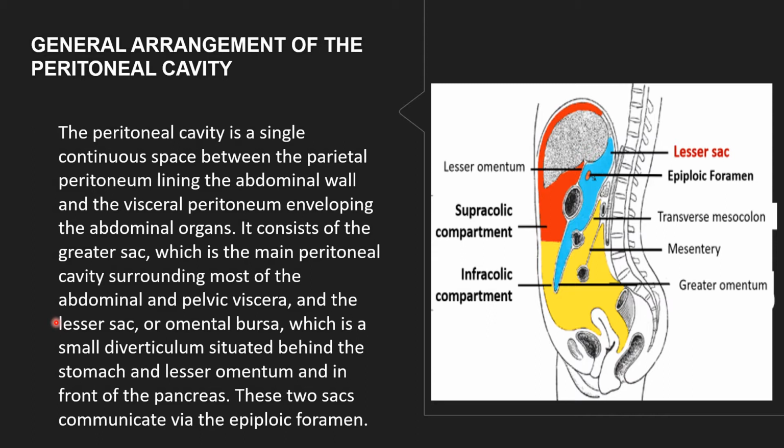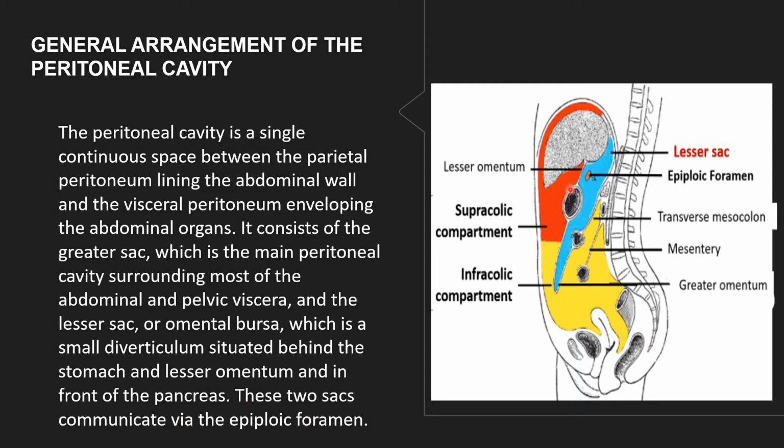So I hope you must have developed a very fine concept about the peritoneum and its details up till now. I am just starting my lecture with the general arrangement of the peritoneal cavity, which you must have studied some of in your previous lectures. The peritoneal cavity is a single continuous space between the parietal peritoneum, which lines the abdominal wall, and the visceral peritoneum, which envelops the abdominal organs. It consists of the greater sac, which is the main peritoneal cavity surrounding most of the abdominal and pelvic viscera, and the lesser sac or omental bursa, which is a small diverticulum situated behind the stomach and the lesser omentum and in front of the pancreas. These two sacs communicate by the epiploic foramen.